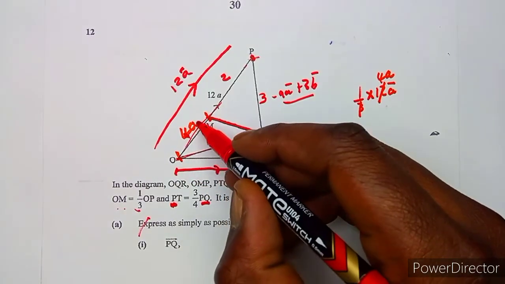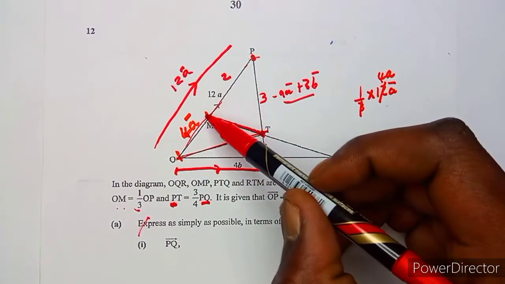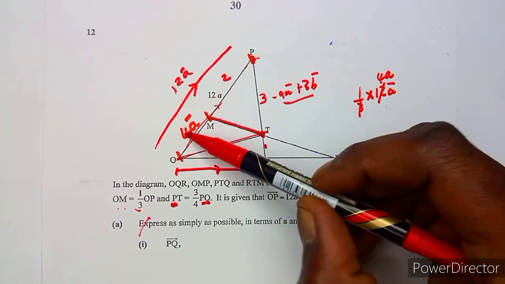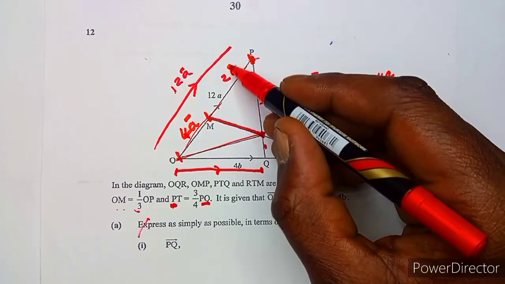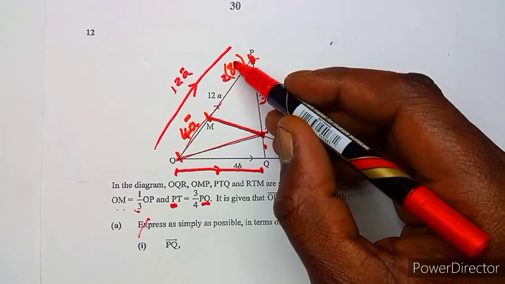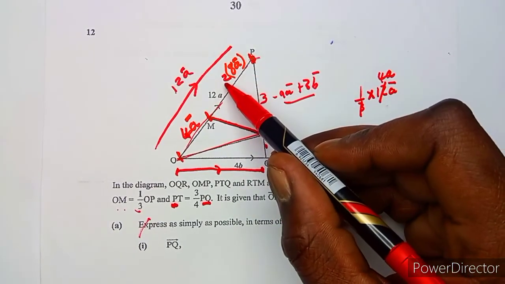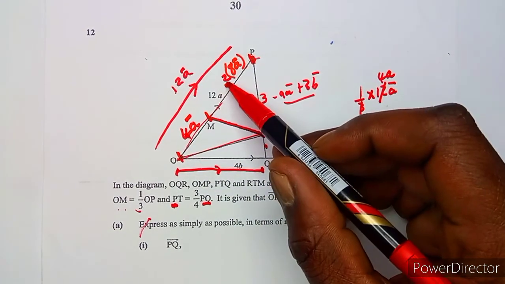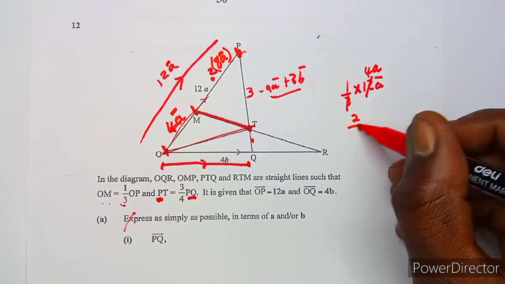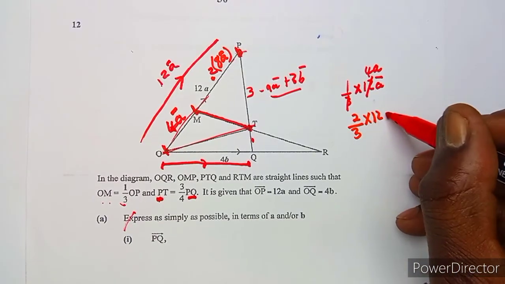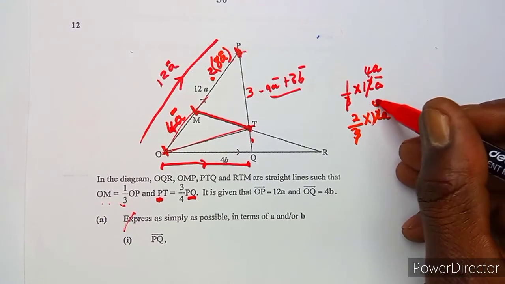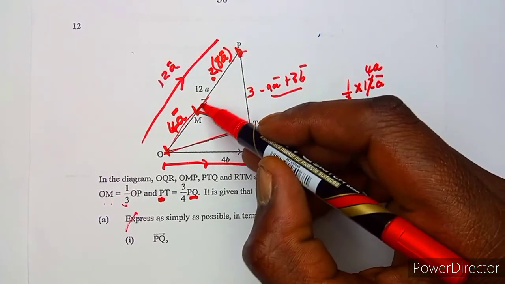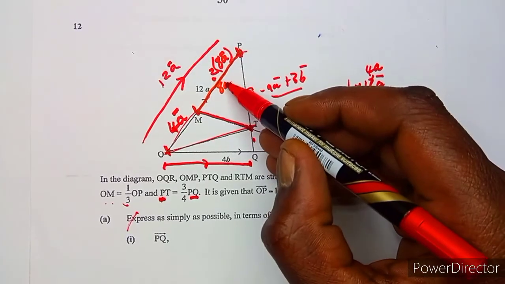This is 4A. From M to P, it is going to be 12 minus 4, which is 8A. This is according to the vector. According to the ratio, OM is 1 and MP is 2. If you want to use this 2, you say 2/3 times 12A. So 4 times 2 is 8A. As you can see, we obtain the same answer for M to P.